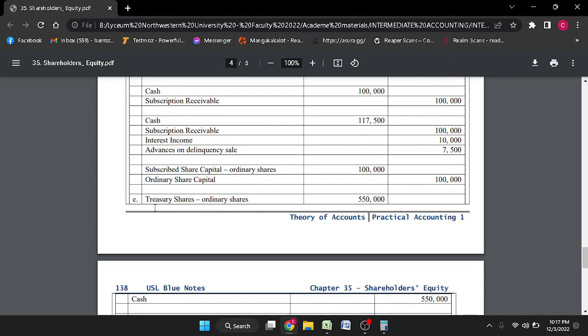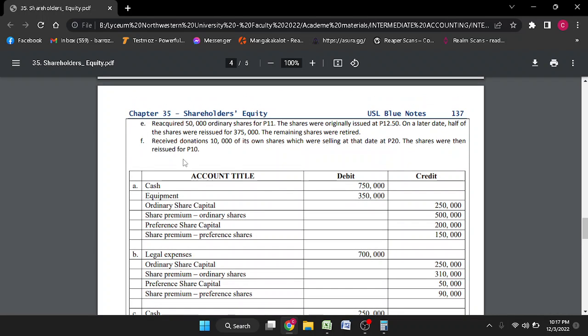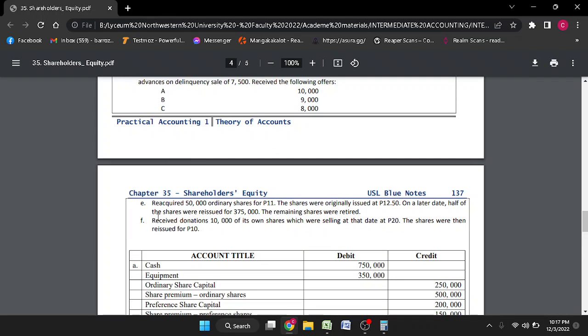Okay, E, that's the E. Reacquired 50,000 shares for 11 pesos. The shares were originally issued at 12,500. On a later date, half of the shares were reissued for 375,000. The remaining shares were retired.